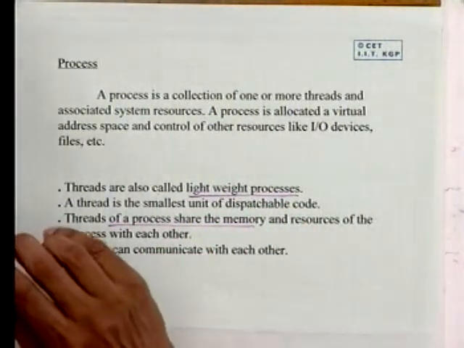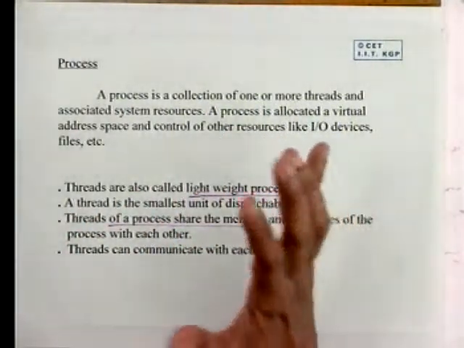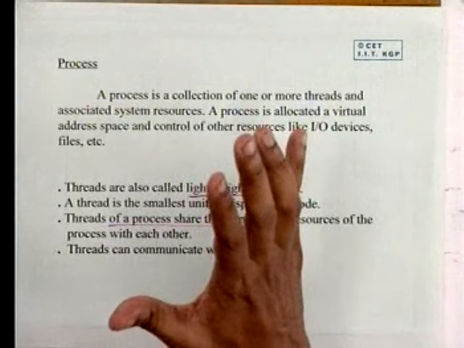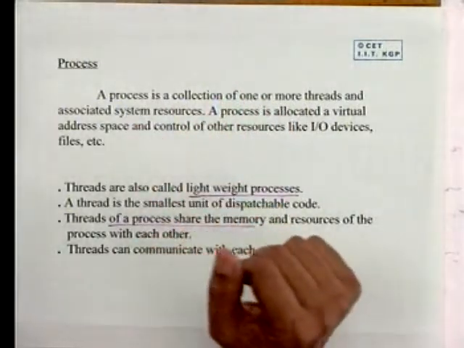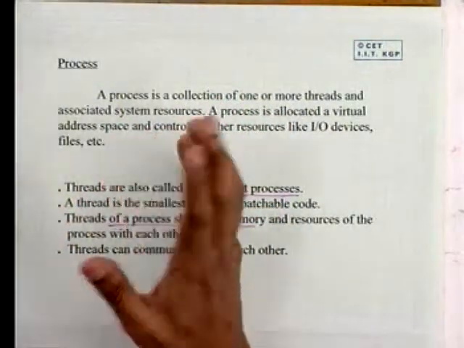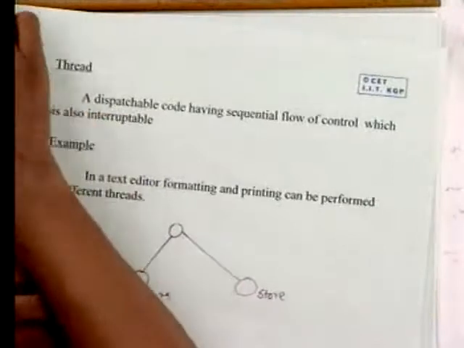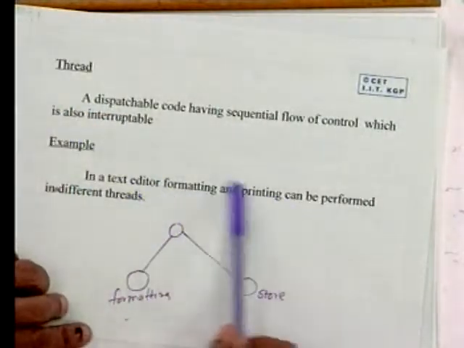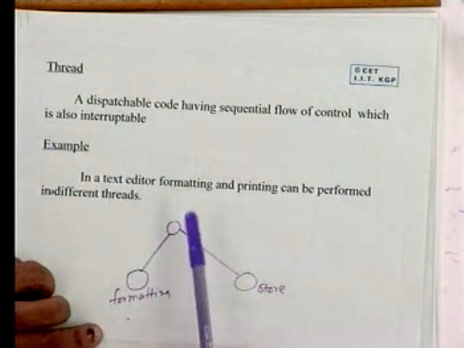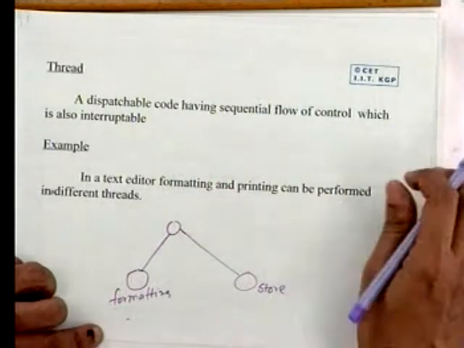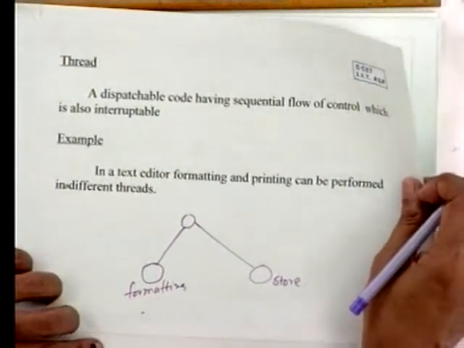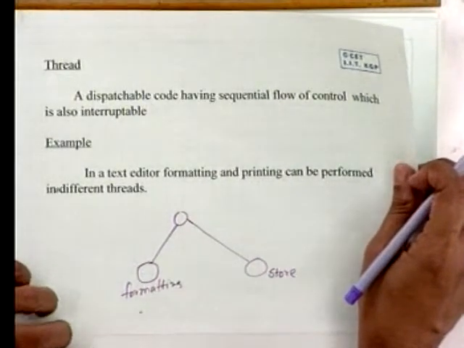By this concept, what we are doing essentially is breaking a big process into several threads inside it, which operate so that they run concurrently. Like in the example we saw just now, we can execute the word processor or text editor as a process, and it has separate threads called formatting and store. These are executed in different threads. So this is the difference between a process and a thread. Now let's look at some of the usage of threads.